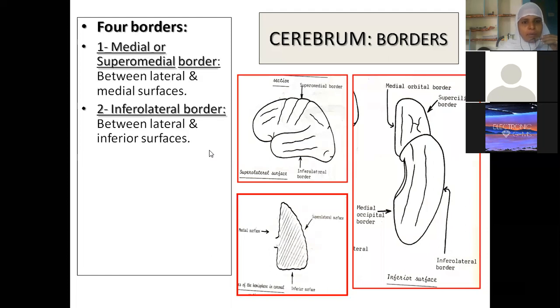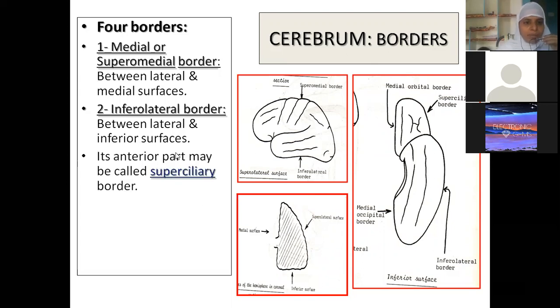Now, the medial border is this one. What are the two subdivisions? Medial orbital and medial occipital. Then we have the inferolateral border, this one, found between the superolateral surface and inferior surface. The superomedial border is present between the superolateral surface and the medial surface. Then the inferior, its anterior part may be called the superciliary border, the anterior part of the inferolateral border.